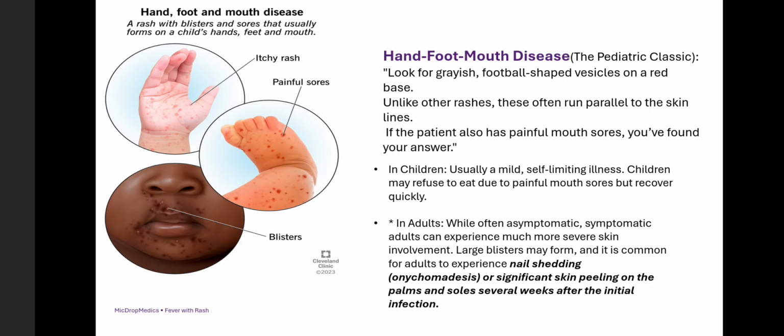But in children, hand foot mouth disease is generally self limiting. But in adults who are symptomatic, you see that they experience nail shedding or onychomadesis and significant peeling on the palms and soles several weeks after the initial infection.